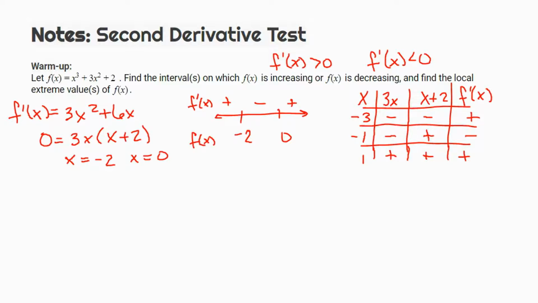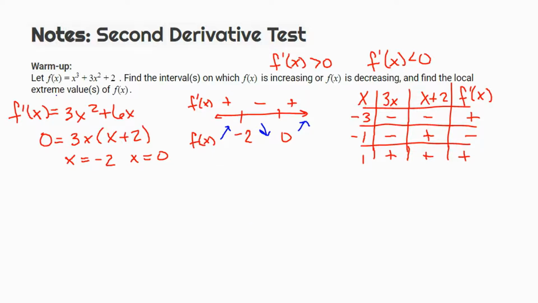And for these values, because my derivative is positive, then I know that the function is increasing. Where I have a negative derivative, my function is decreasing. And lastly, again, here it is increasing. So now we have found the intervals of increase and decrease. We'll formalize it at the end.